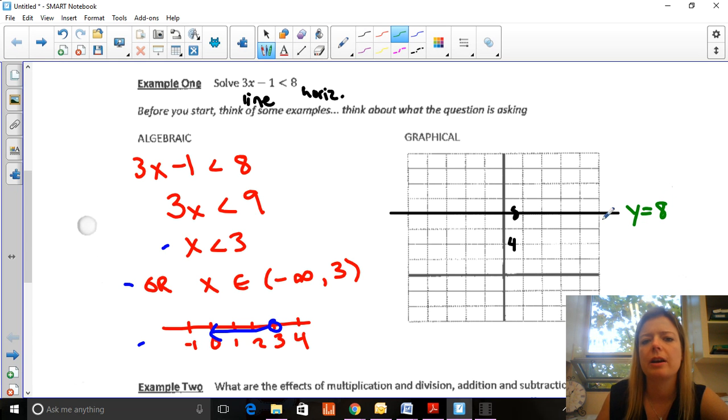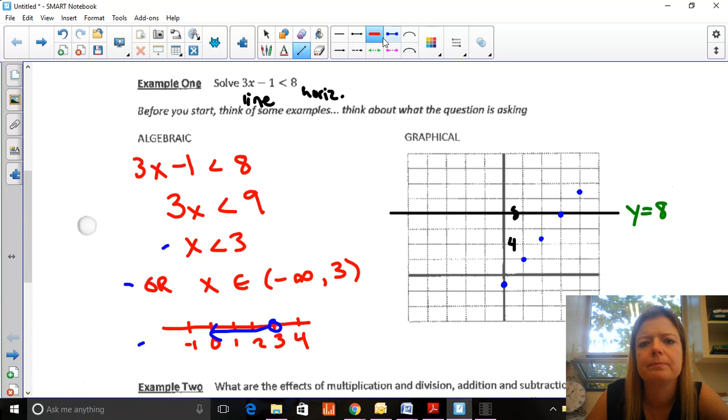Okay, and now we can graph our line y equals 3x minus 1. So that would go through a y-intercept of negative 1, and then up 3 over 1, up 3 over 1, up 3 over 1. Okay, and then you can draw a straight line through those points.